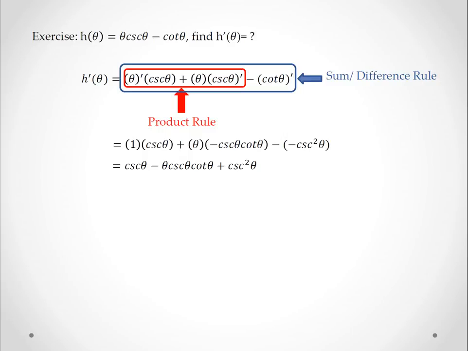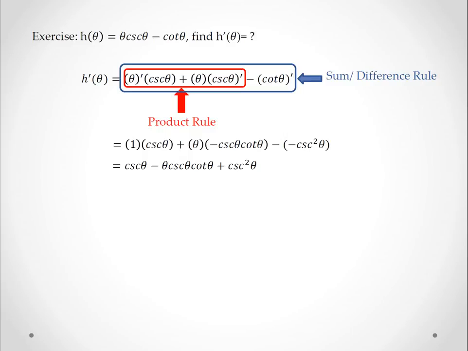But first, we can apply the product rule to solve the derivative of theta times cosecant theta. We first take the derivative of the first part, theta, which is 1, times cosecant theta. Then we consider the second part, which is the derivative of cosecant theta, equal to minus cosecant theta times cotangent theta, times the first term, which is theta. Therefore, the result after using the product rule is cosecant theta minus theta times cosecant theta times cotangent theta.